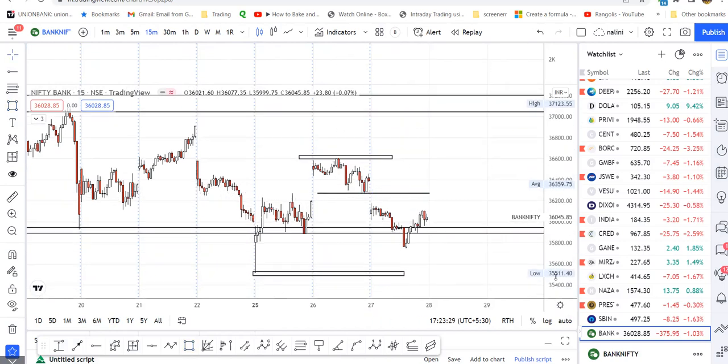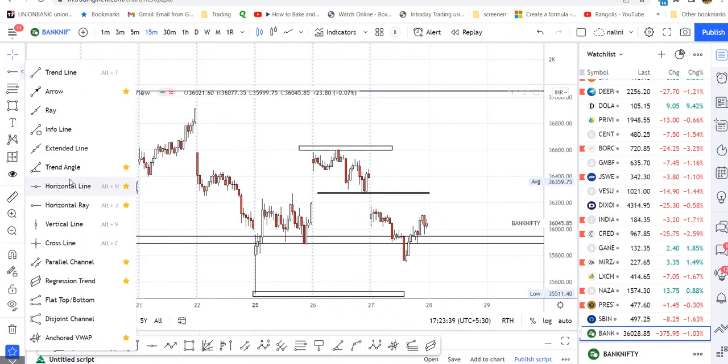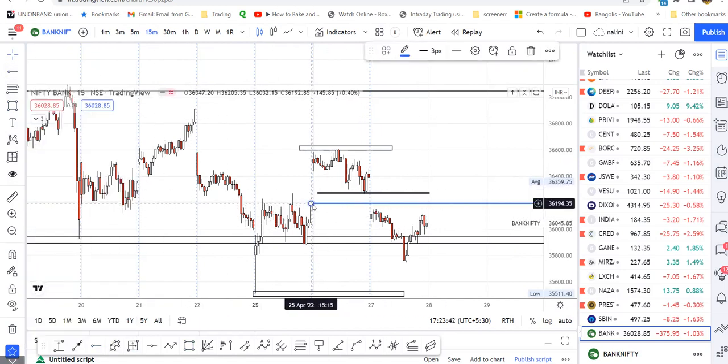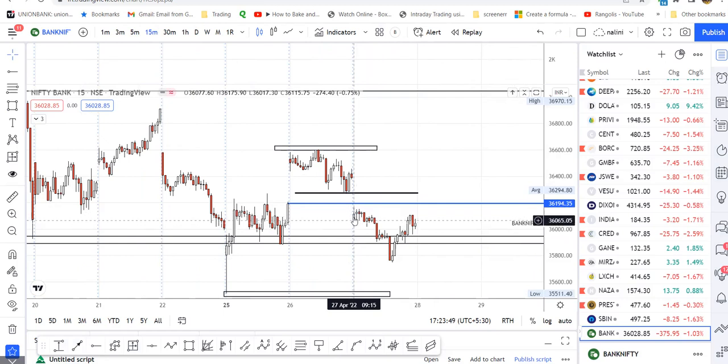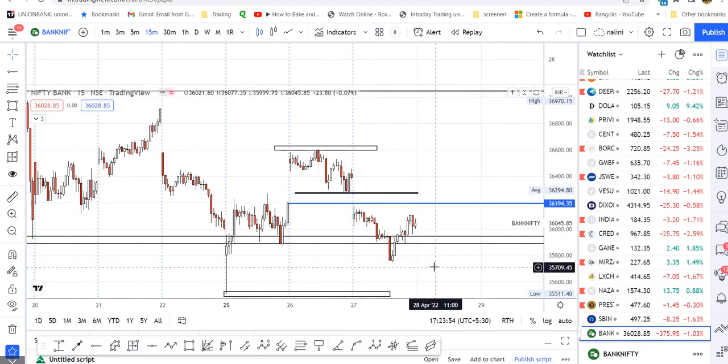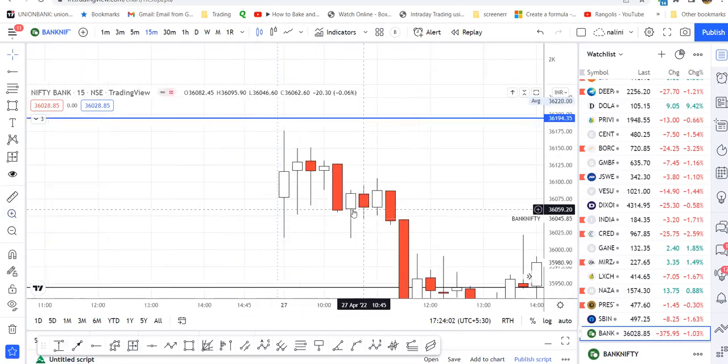And these are the boundaries of the previous day. This one level. This level, the maximum level. And it opened here, made a low, and it could not cross this boundary at all. It could not cross the boundary. So even in Bank Nifty also, this is the first 15-minute range.